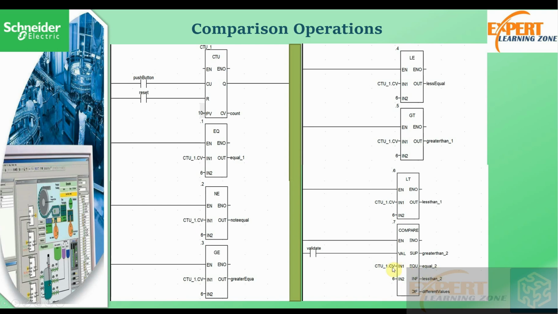So when the current counter value is greater than 6, then this parameter becomes true. When the current counter value is equal to 6, then this EQU parameter becomes true, otherwise it is false.